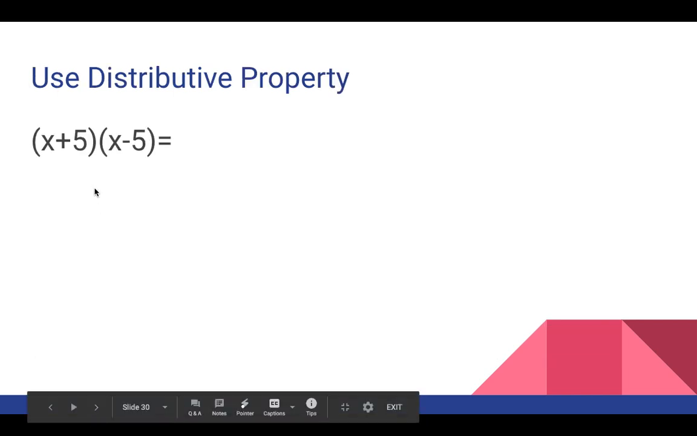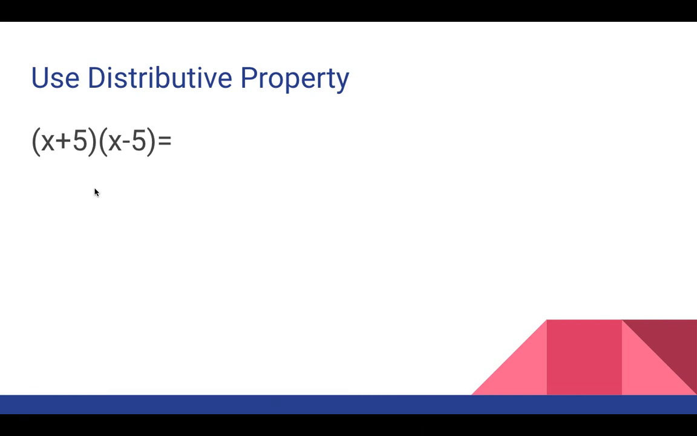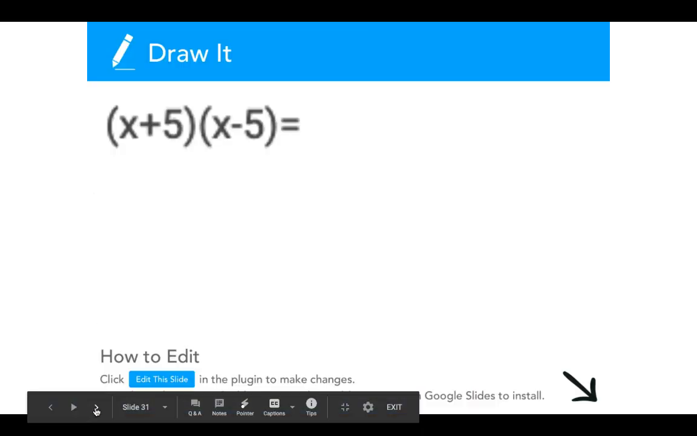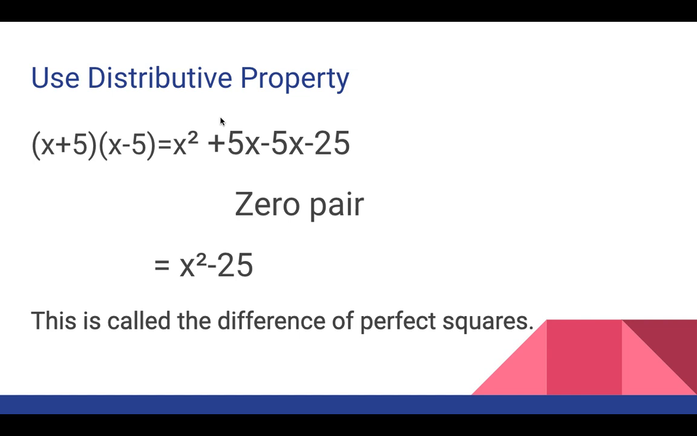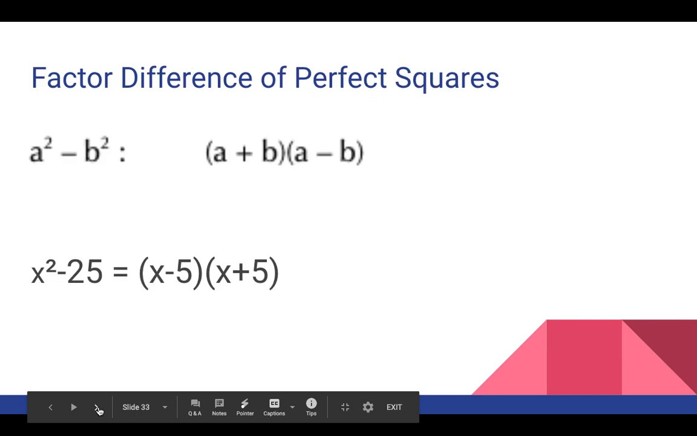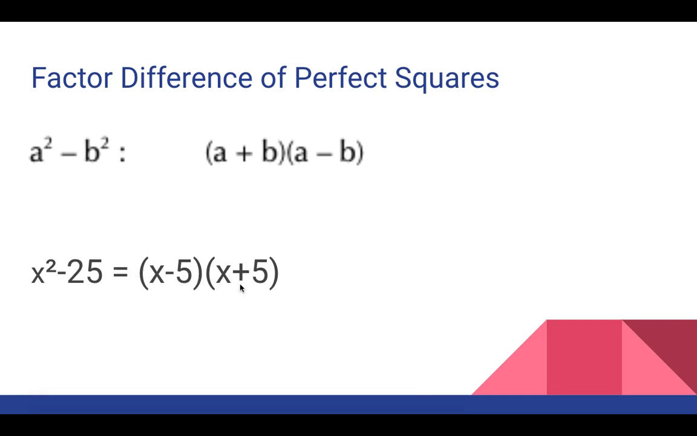I would like you to pause the video and use distributive property. Okay, when you use distributive property, notice those two middle terms cancel out. So those two middle terms form a zero pair. And since they're a zero pair, it's called the difference of perfect squares. So you can see that if it looks like this, then you can factor it as a difference of perfect squares, where it's the same number, but one is positive and one is negative.